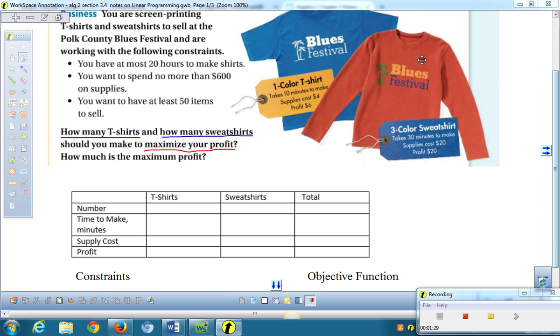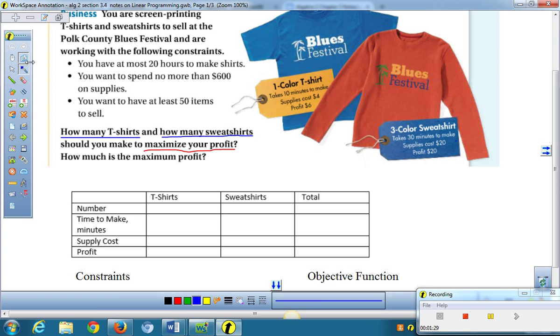Okay, so some little notes that we should make for ourselves. What are we solving for? Our solution will be telling us how many of what? Yep, we want the number of t-shirts and the number of sweatshirts. Let's get a nice easy variable for that. Let's say x and y just to make life easy. We'll call the number of t-shirts x and the number of sweatshirts y.